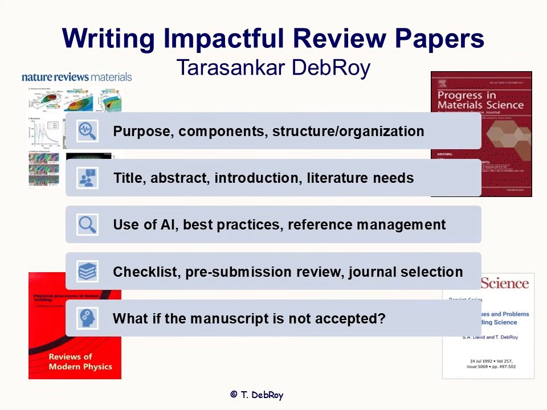Most prominent journals, such as Nature, Science, Nature Reviews Materials, Progress in Materials Science, and Reviews of Modern Physics publish review papers because review papers help both the beginner researchers as well as the experienced professionals and influence the future direction of a field.